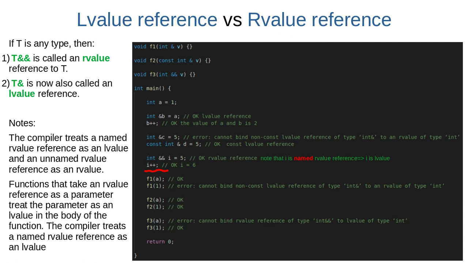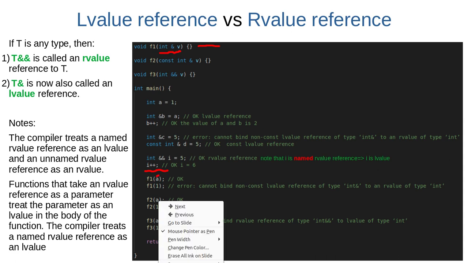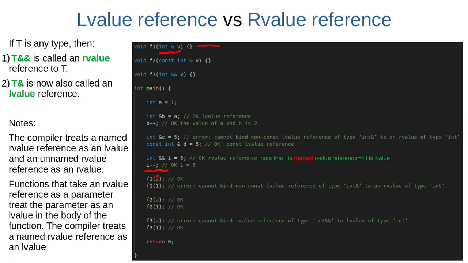Here I have a first function that takes an L value reference, and if I try to pass an L value to it, the operation is okay, f1 of a, because a is an L value, and f1 takes an L value reference. If I try to pass 1 to f1, this will throw an error, because 1 is a temporary object, it's an R value, and passing an R value to an L value reference is not allowed.